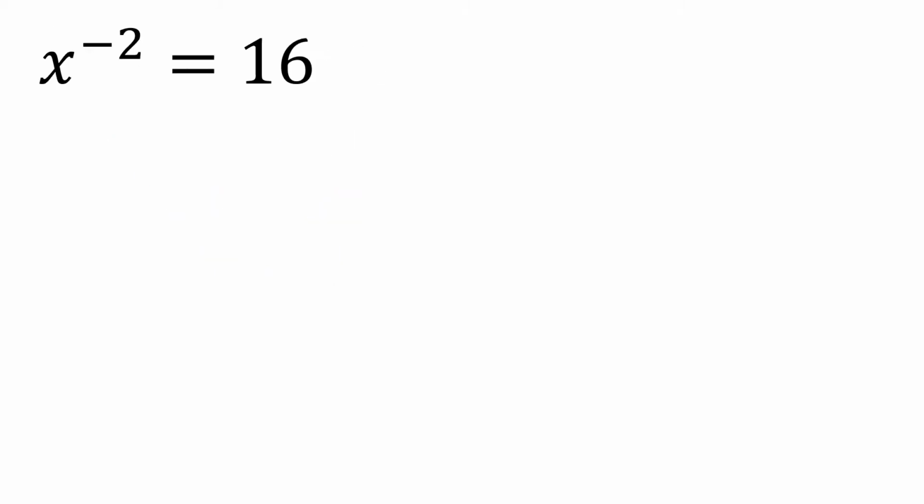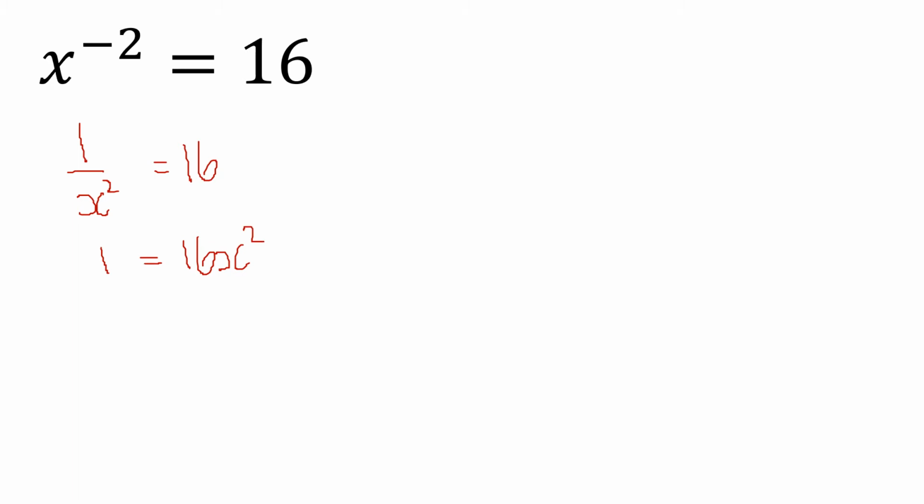Okay. Next example is x to the minus 2 equals 16. We can rewrite this using the fourth rule, so we can rewrite it as 1 over x squared is equal to 16. At this point we just need to rearrange. First we get rid of our fraction. To do that we can times both sides by x squared, and we get 1 is equal to 16x squared.